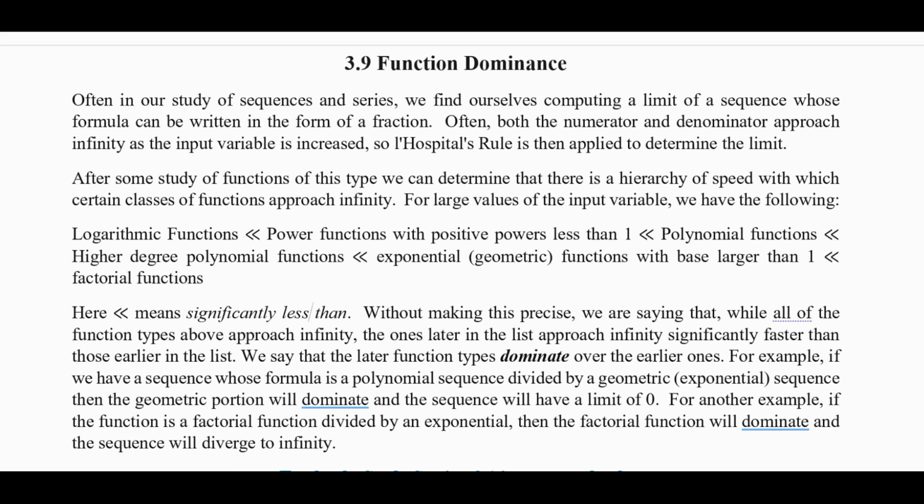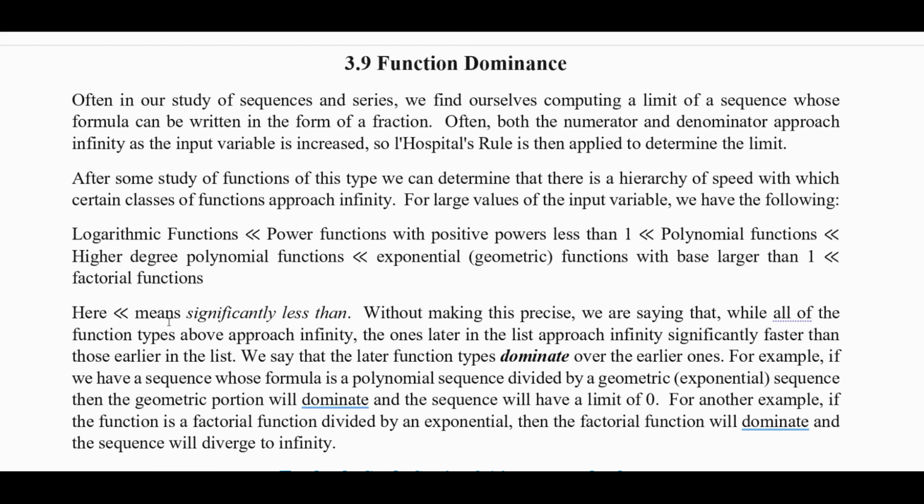A higher degree polynomial function will grow faster than a lower one. Exponential functions, or geometric sequences, with a base larger than 1 will grow faster than that. And then factorial functions are really fast. They even grow faster than exponentials eventually. So here the double less than means significantly less than. I'm not going to try to make that real precise, but basically what that's saying is as x or k, the input, gets bigger and bigger, then the one on the right is way bigger than the one on the left. It leaves it in the dust.